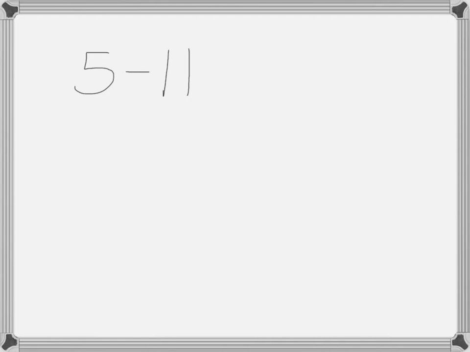5 minus 11. So let's apply add the opposite. Change the subtraction sign to addition. Change the positive 11 to negative. The 5 is positive, that means we have $5. The 11 is negative, so we owe 11. If we have 5 but owe 11, we're going to put the 5 towards our debt but still owe, so it's negative $6.